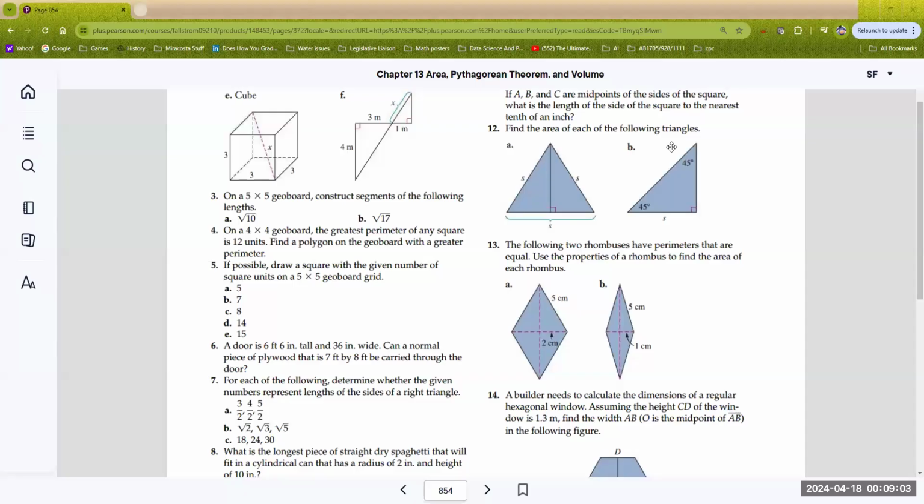Hello, students. Got a couple questions coming in from 13.3. Now, this is question 12, and the student asked for parts A and B. So let's take a look here.